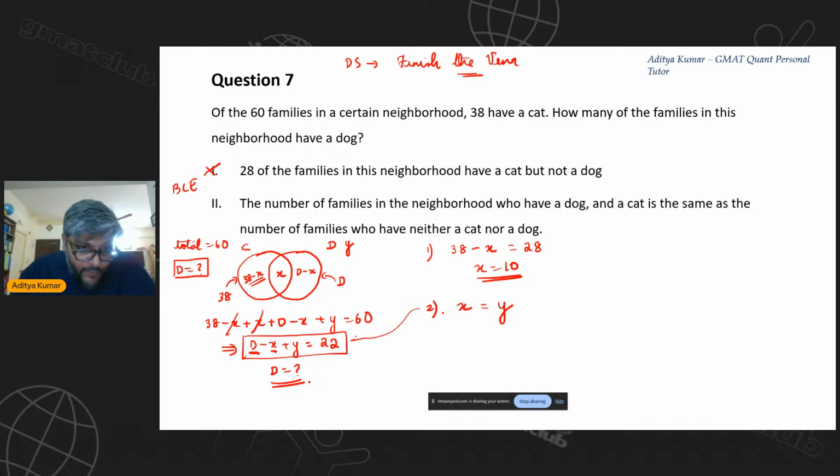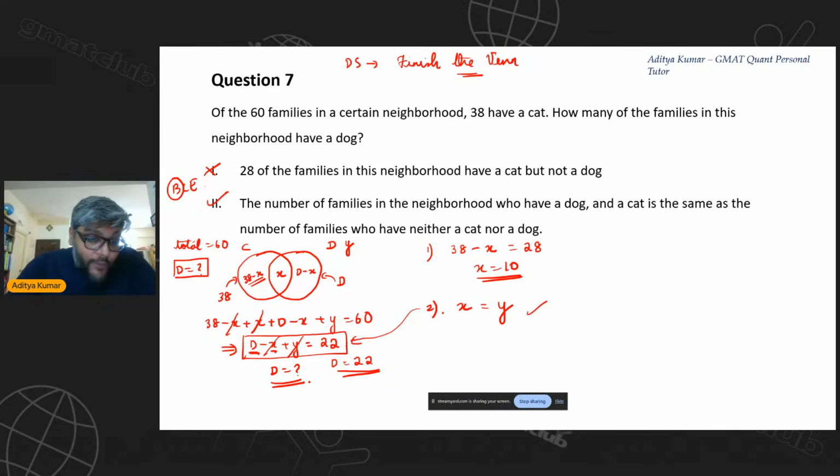And remember, I have this equation here. If x is equal to y, and I know d minus x plus y is 22, x and y would cancel out, because y is equal to x, and minus x and plus x would cancel out to give me d is equal to 22. And that's going to be enough for me to solve. Sufficient. B.